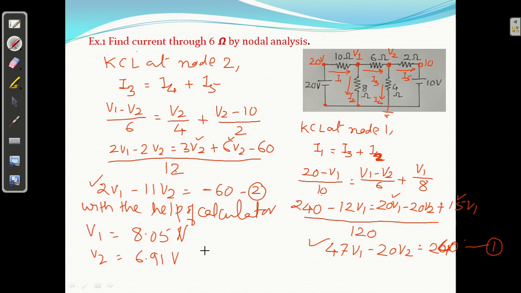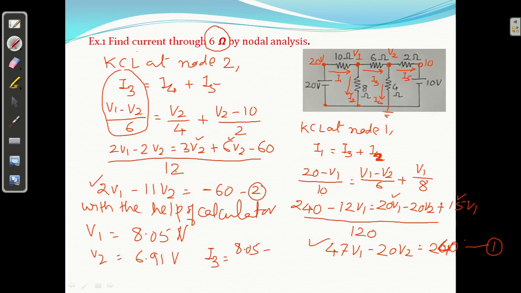Now, what is your question? Find the current through 6 ohm. If they had asked for V1 and V2, it is okay. Find the current through 6 ohm. Current through 6 ohm is I3. And I3 is what? V1 minus V2 upon 6. You can say I3 equal to V1 minus V2 upon 6. So I3, that is the answer.